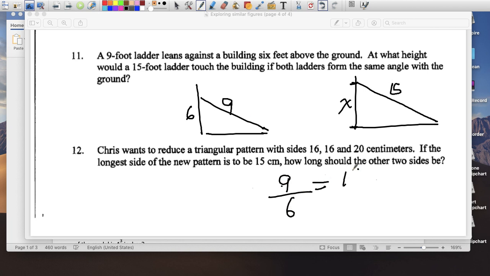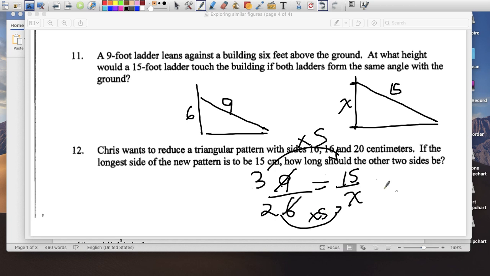9 corresponds with the 15 on that side, and the 6 corresponds with the x. Let's simplify here, divide by 3, right? So this is actually 3 over 2, nice and easy, times 5, and our height here would be 10 feet. Okay.